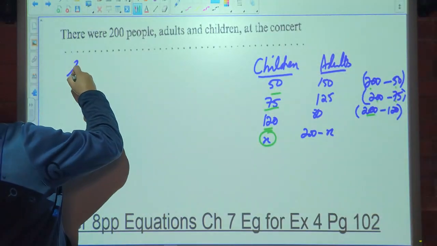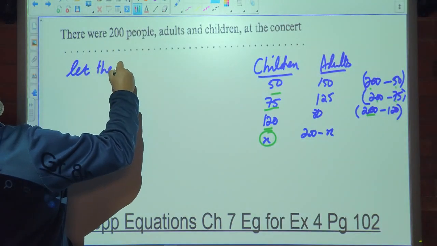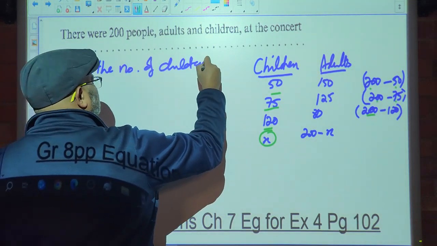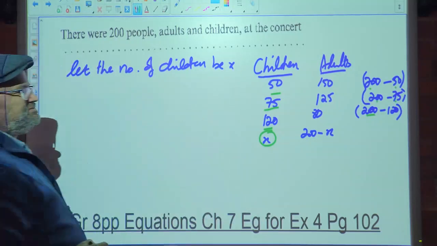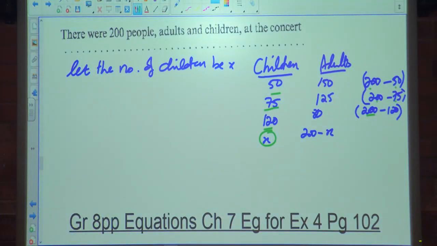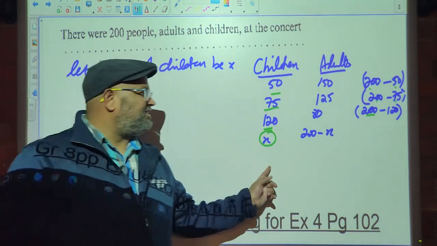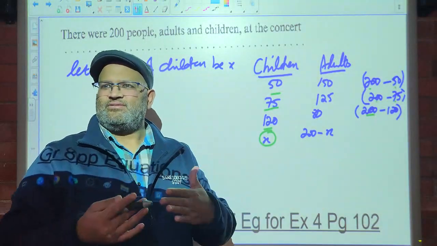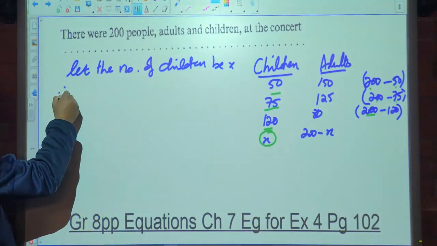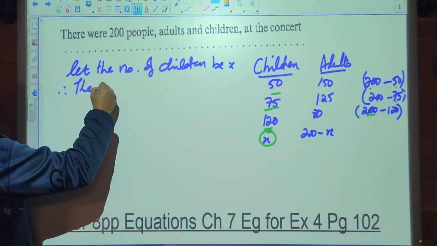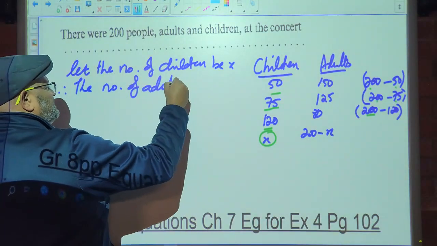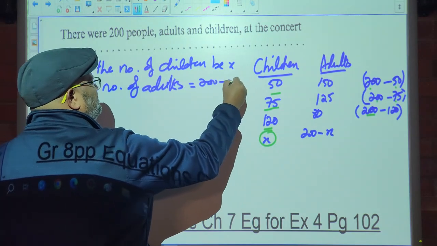We say, let the number of children be x. We could have let the adults be x as well, it doesn't matter. But if the adults is x, then the number of children is going to be 200 minus x. This is the other way around. So therefore, the number of adults is equal to 200 minus x.